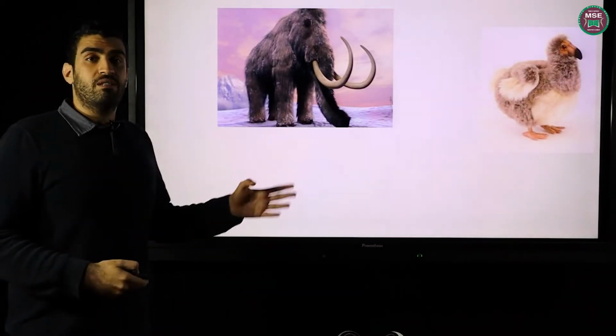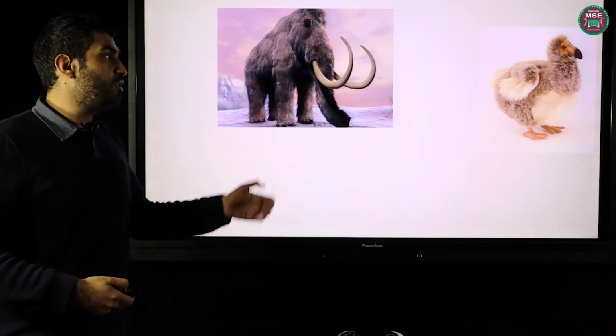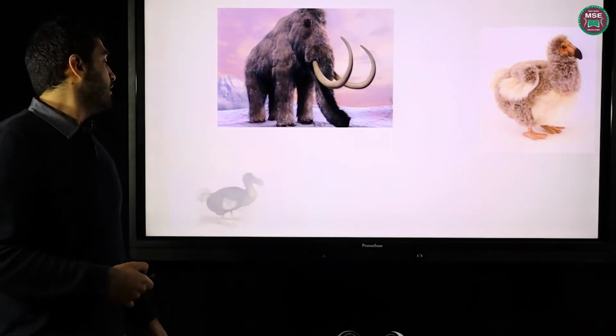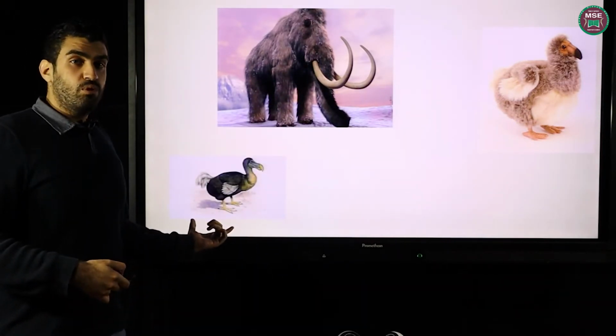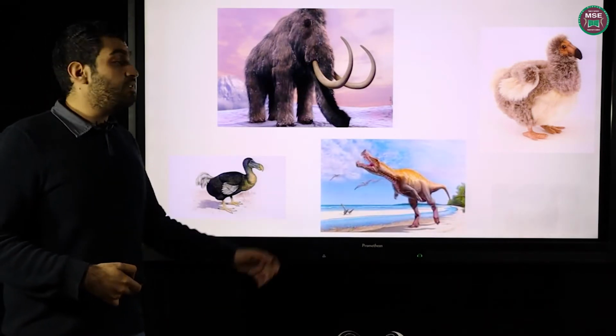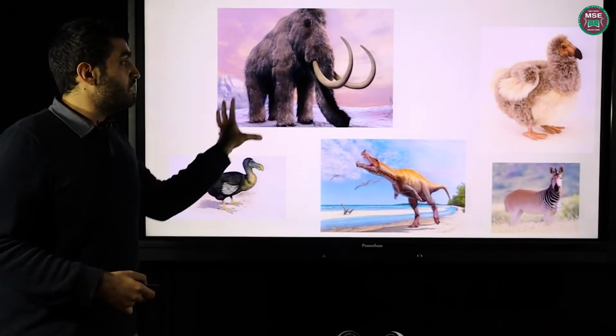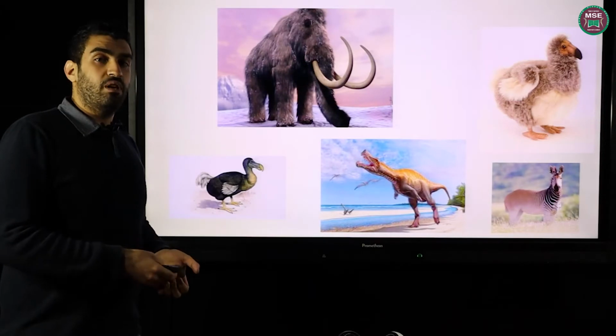The second one, it's not a chick. It's called a dodo bird. It's not found anymore. Another picture for dodo bird, dinosaurs, and quagga. All of these are extinct species. They are not found now. Okay?